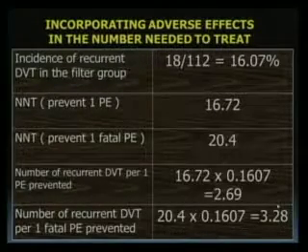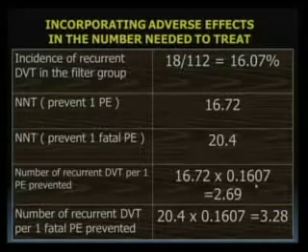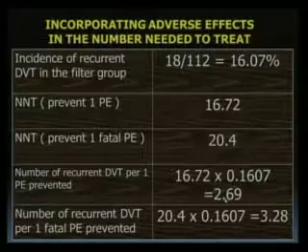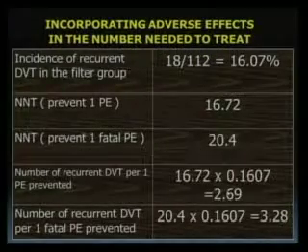So the combination of the adverse effect and NNT is very favorable, just 3. Meaning 3, absolute number. 3.